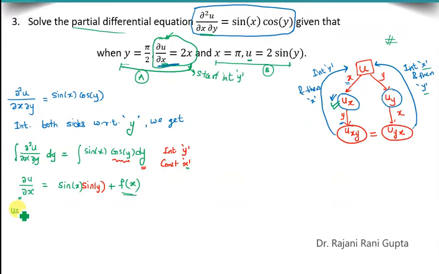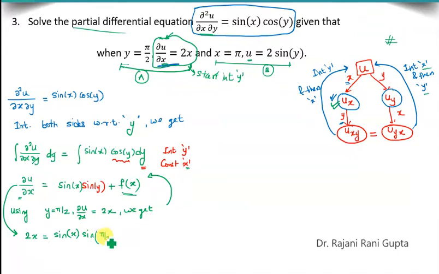So using the condition that at y equal to pi by 2, the partial derivative of u with respect to x is 2x, what do we get? We use it in this equation and this will give you 2x equal to sine x sine pi by 2 plus f of x. See, we have a value only for y, we don't have a value for x, so keep it the same. We know that sine pi by 2, that is sine 90, is 1. So this gives you 2x equal to sine x plus f of x. This gives you the value of f of x as 2x minus sine x.